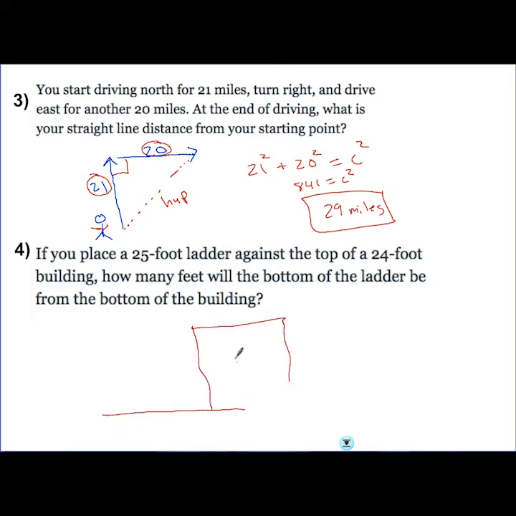Let's call this our wall. And then let's say we know that wall is how tall? We know that wall is 24 feet. So the distance from here to here is 24 feet. We put a ladder up there. And this ladder is 25 feet. How many feet from the bottom of the ladder to the bottom of the building? So we're looking for this right here.